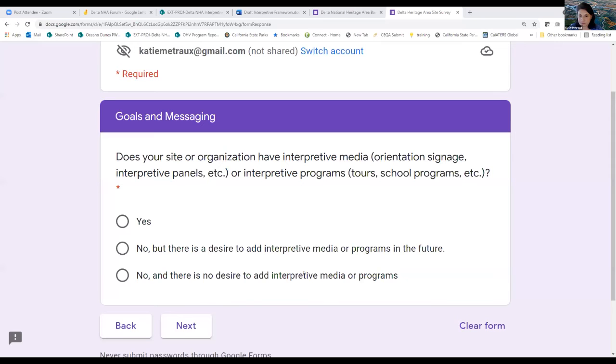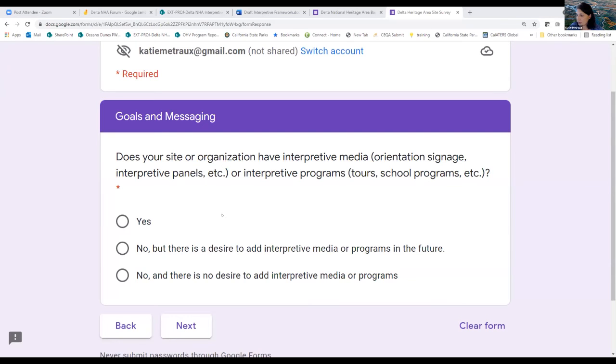Okay, and it won't let me go until I say so, until I type in some stuff here. Okay. You guys seeing my screen, where it says goals and messaging right now? No. Okay. You need to share it then. Thanks, Blake, for putting that in there.